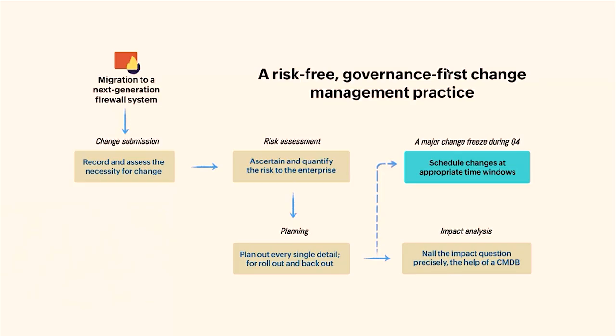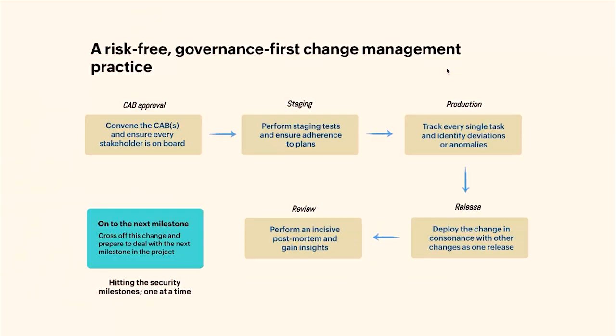Now, let's take a look at how a change, like the firewall upgrade, is actually executed smoothly, step by step. It begins with CAB approval. You bring together all key stakeholders, the CAB, to review the plan and make sure everyone's aligned before going ahead. Next, we enter the staging phase. This is where the team performs the staging test to simulate the rollout and make sure everything sticks to the plan. Then we move to production.